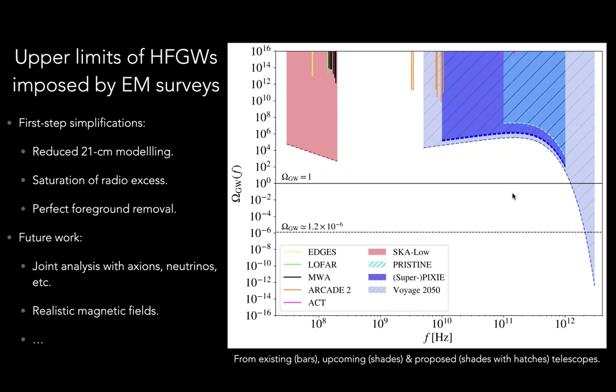And then we have the vertical color bars indicating different instruments reporting the existing radio excess over the CMB. Those are EDGES, LOFAR, MWA, ARCADE 2, ACT, across ranges from like 100 megahertz to 100 gigahertz-ish. They are way up. They give you upper limits on gravitational waves of the order of 10 to the 10, above, 10 to the 12 maybe. That's really unrealistic, because the critical energy of the universe is here.